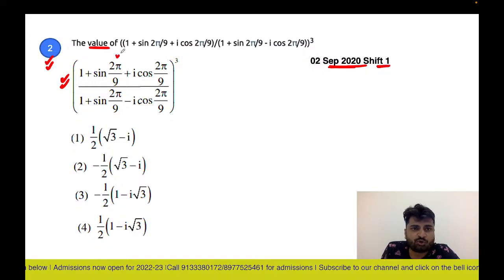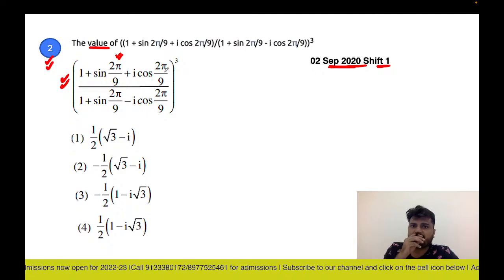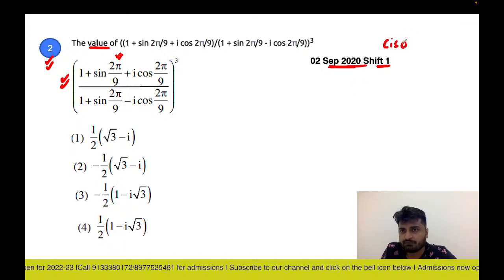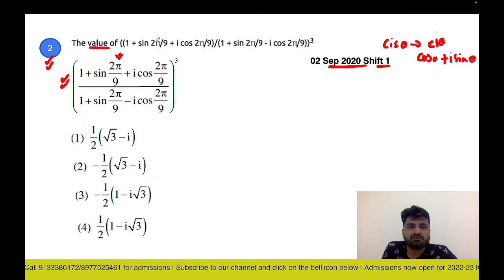1 plus sine 2 pi by 9 plus I cos 2 pi by 9. So you know that for de Moivre's theorem, you need it in form of cis theta or e power I theta. Or in other words, you need cos theta plus I sin theta form. But here it is in terms of sine. So what I will do is I'll try to convert in terms of cos.